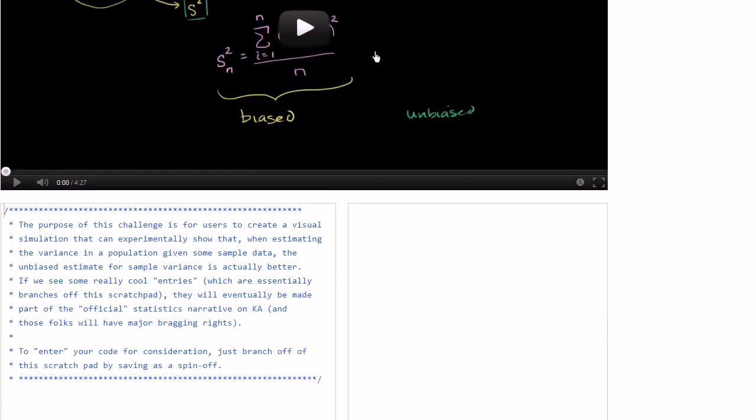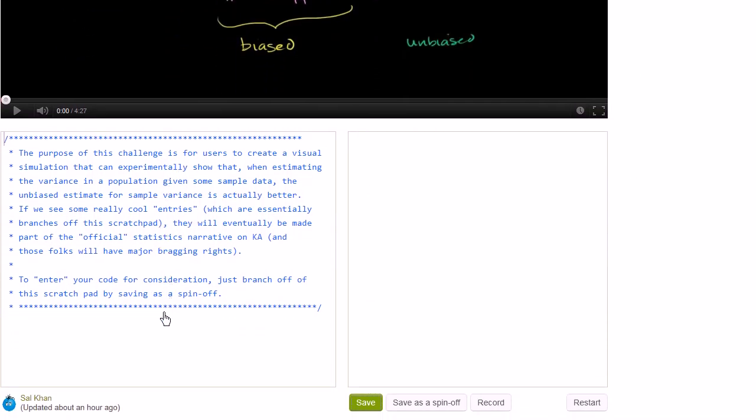And so the goal of this challenge, and I just wrote the description right over here, you've got to write the code, is to create some type of a simulation or some type of visualization, maybe randomly generating some type of a population and then taking multiple samples of it, trying to estimate the true population variance by taking the sample variance, and showing that when you divide by n minus 1, it is an unbiased estimator, especially relative to dividing by n or maybe n minus 2 or anything else.